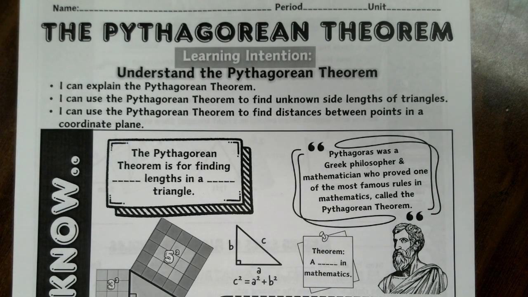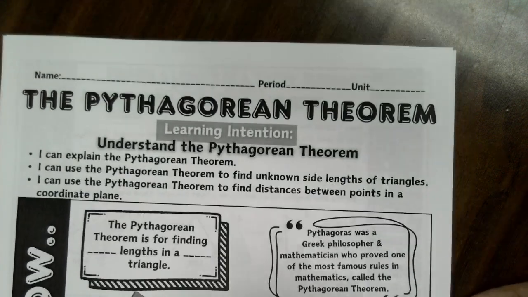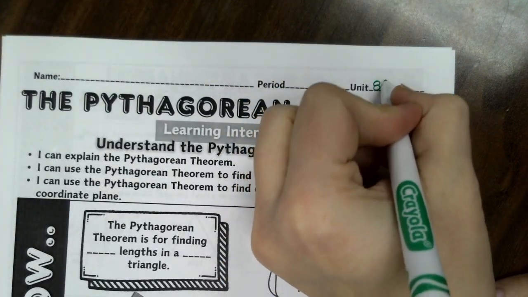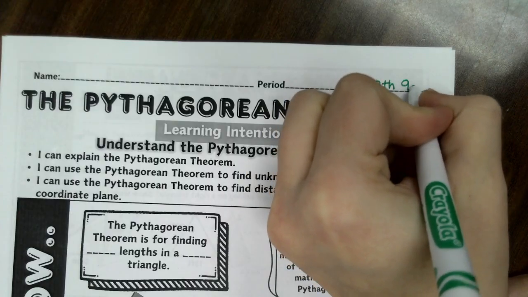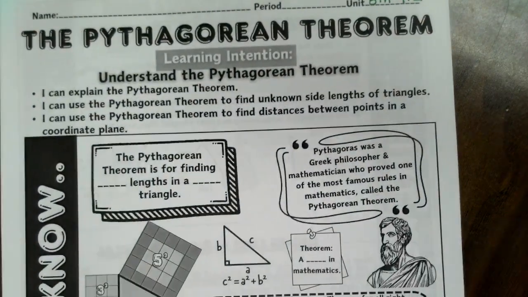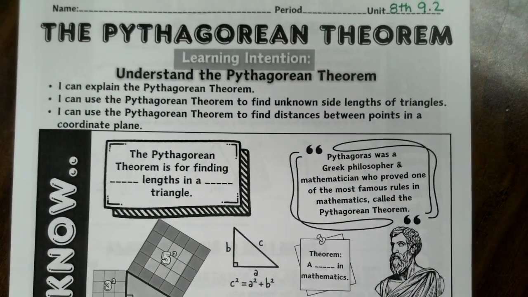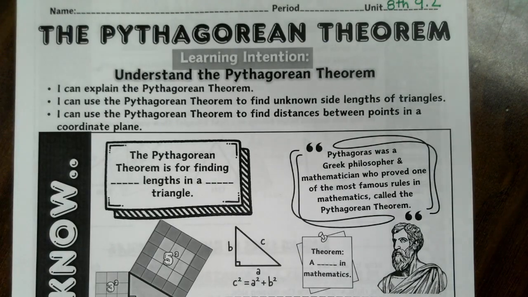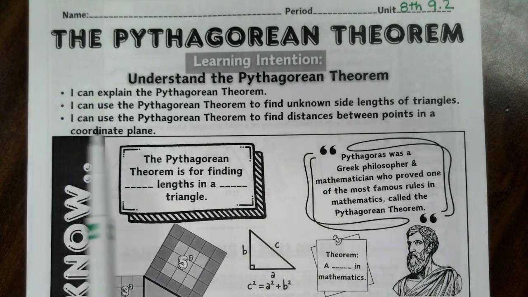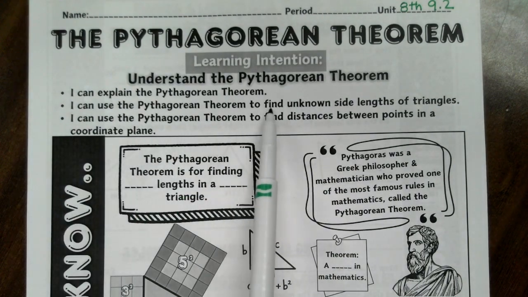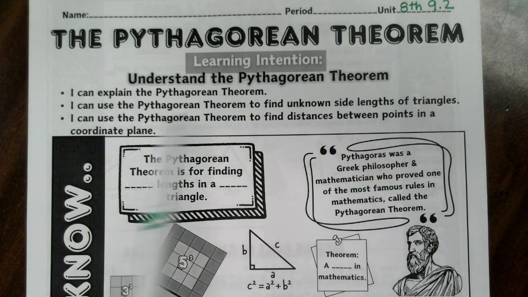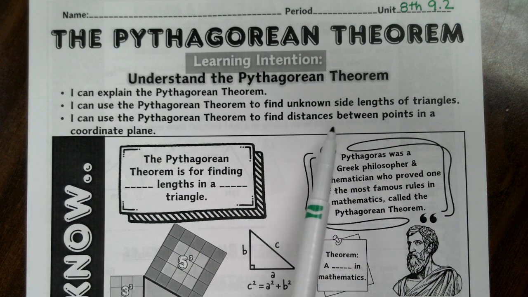This one is on the Pythagorean theorem, and this is in the 8th grade book 9.2. So unit, we're going to write 8th 9.2 up there at the top. Our learning intention is to understand the Pythagorean theorem. So I'll know I'm successful when I can explain the Pythagorean theorem, when I can use the Pythagorean theorem to find unknown side lengths of triangles, and when I can use the Pythagorean theorem to find distance between points in a coordinate plane.